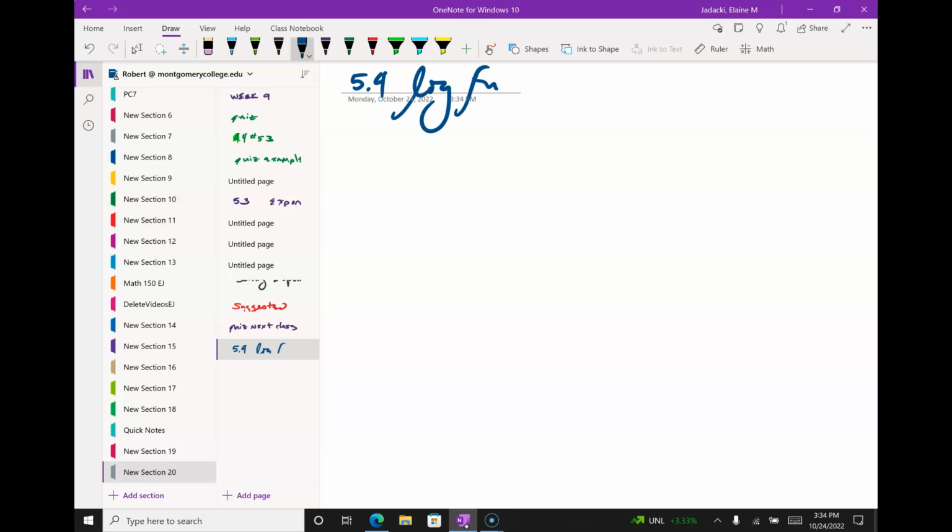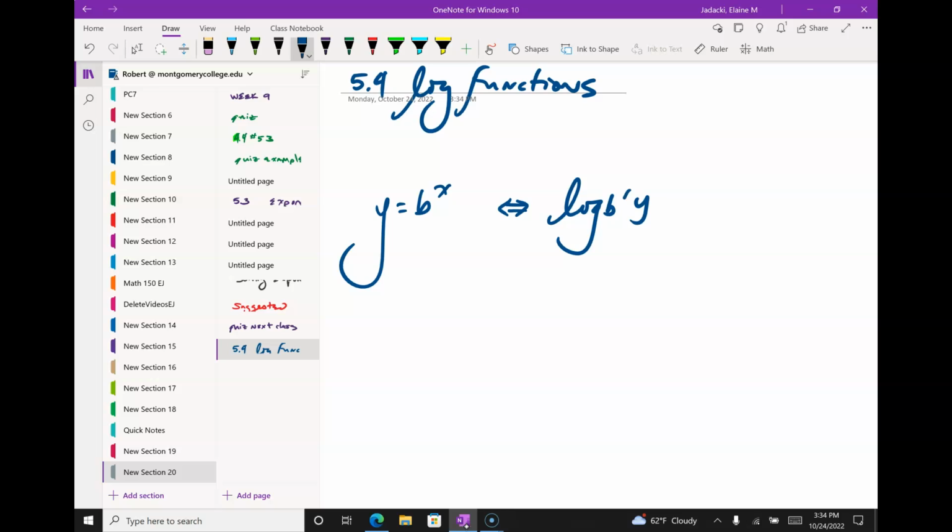Log functions. So the first thing about log functions that we have to know, and we have all these properties of log functions that we have to know, but it's very, very simple: if y equals b to the x, our very first translation is log base b of y equals x. Make sure you say that with me so that you get the idea here.